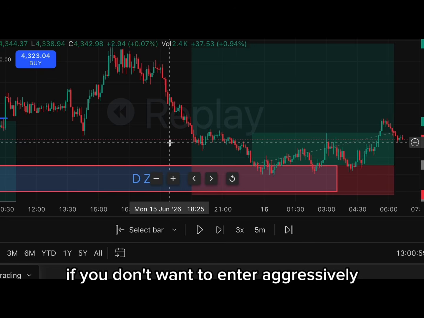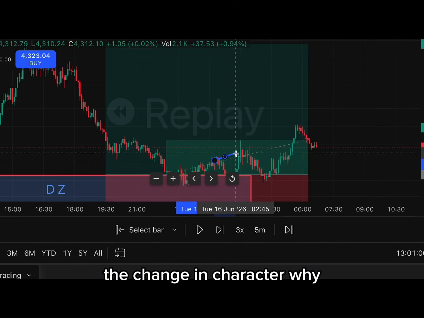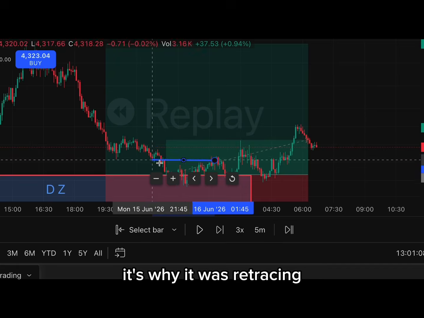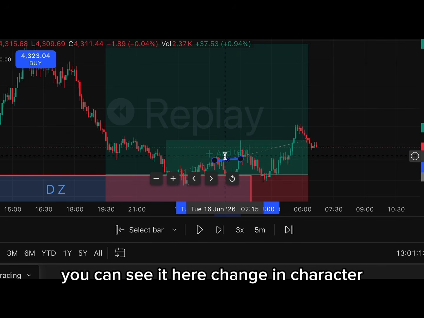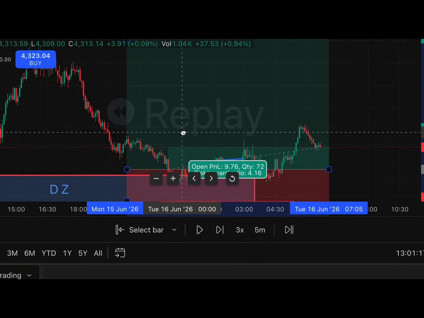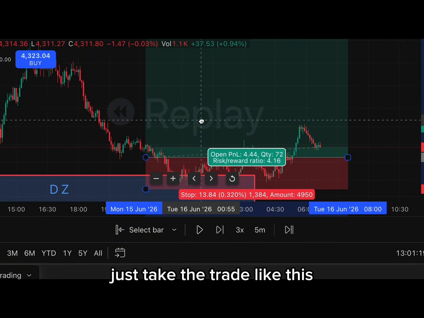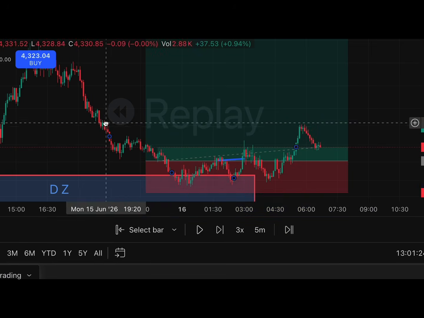If you don't want to enter aggressively, you can see the break. Look at it here, the change in character. Why it was retracing, there's a change in character here. Then the break of structure, you can see it here. Change in character. What you need to do, you can take the trade like this. Okay, see, just take the trade like this. Go a bit lower.